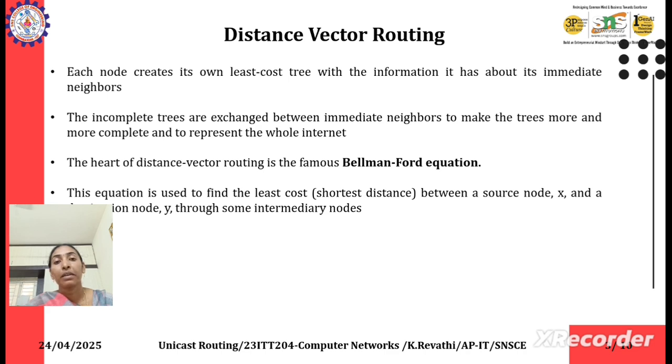Here the Bellman equations are used. This equation is used to find the least cost between a source and destination node. The source will be considered as X, and the destination node will be Y. This algorithm is used to find out the distance from X to Y. X can be any device or system available in the network, and Y is also any other device or system available in the network.